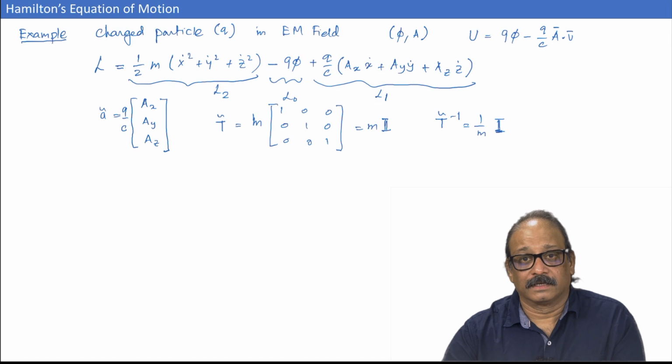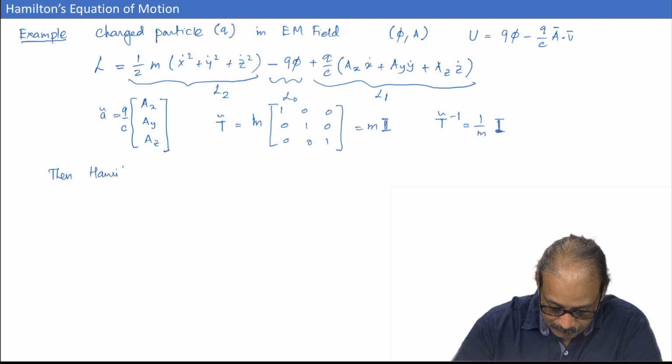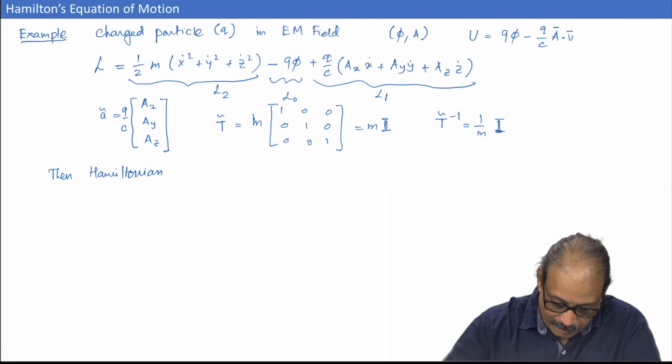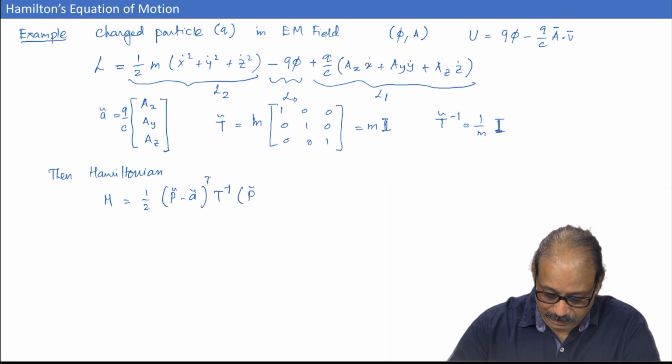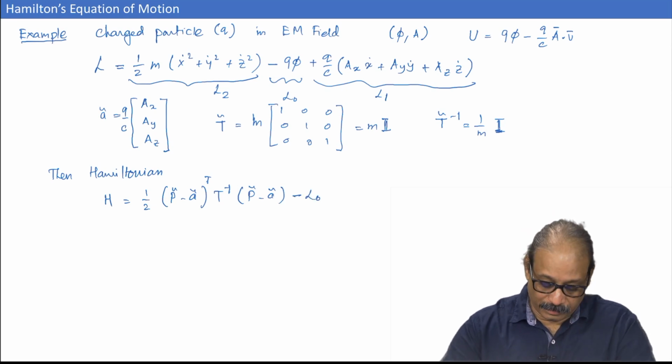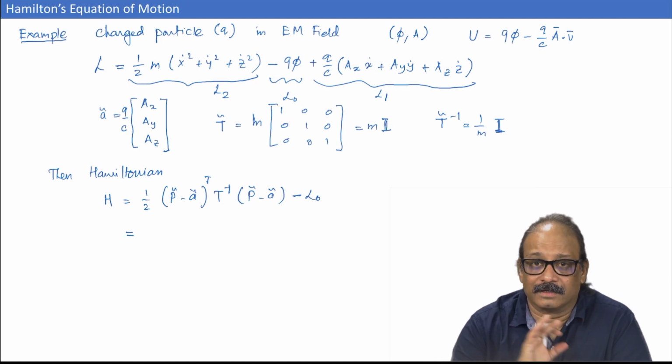Okay. And now let us write down the final form for the Hamiltonian. So, then the Hamiltonian has a form H which is equal to, so remember it was half, then you have (P tilde minus A tilde) into T inverse and of course transpose here, and there is a (P tilde minus A tilde) minus L 0. So, put everything together, the way Hamiltonian looks like is completely different.